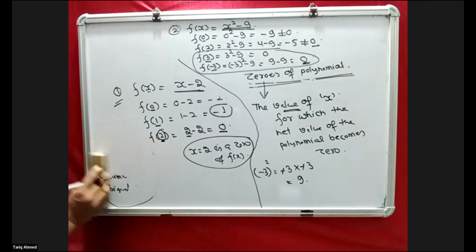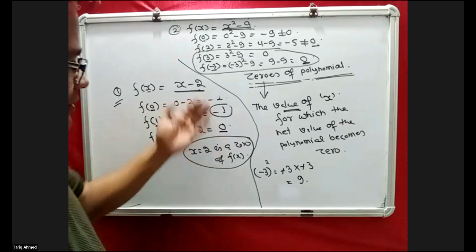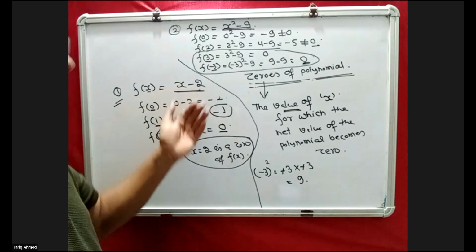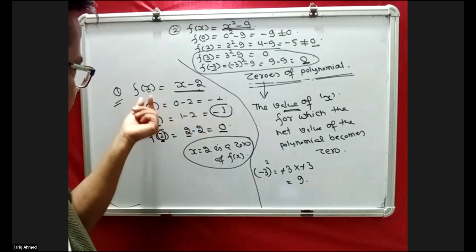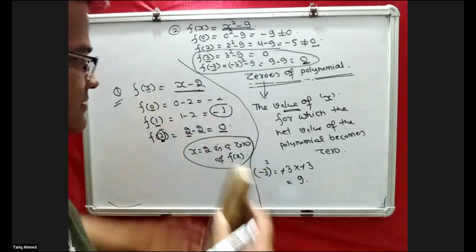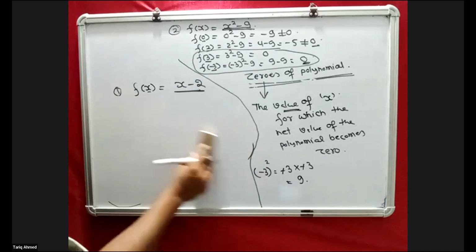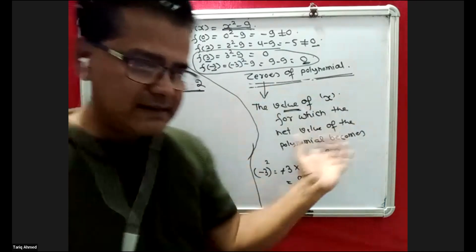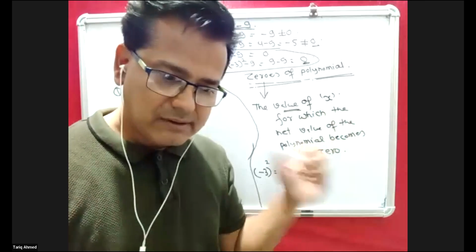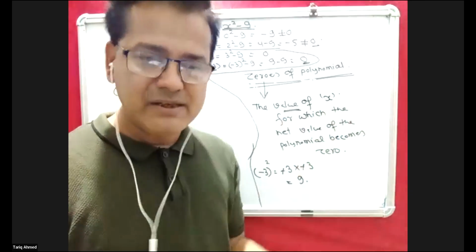Now, this is the question. Here I found the zeros by just trial and error method. I just put some values from my side. So what is the rule to find the zeros of a polynomial? The rule is very simple. As we learned, by putting the value, the net value of the polynomial will be 0.